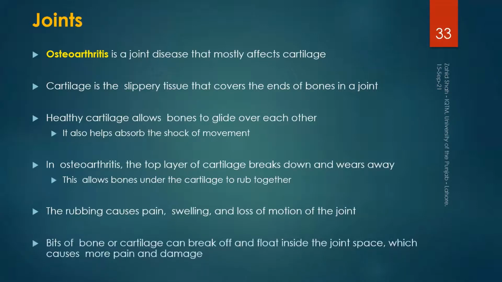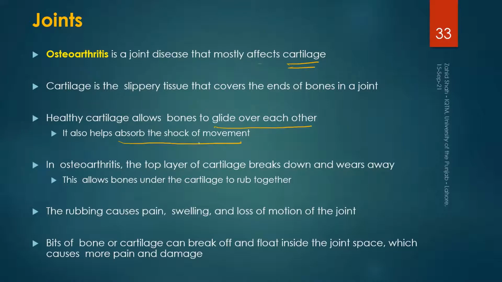So there could be disorders that directly impact the joints. And one of them is osteoarthritis. It is a joint disease that normally affects the cartilage at the joints. Cartilage is a slippery tissue that covers the ends of the bones in a joint. Healthy cartilage allows bones to glide over each other. It helps absorb the shock of the movement. So we have discussed the structure of the joints and the function of the cartilage already.